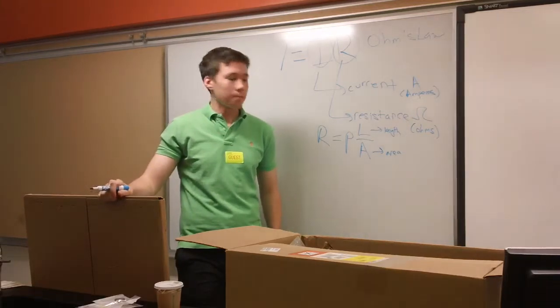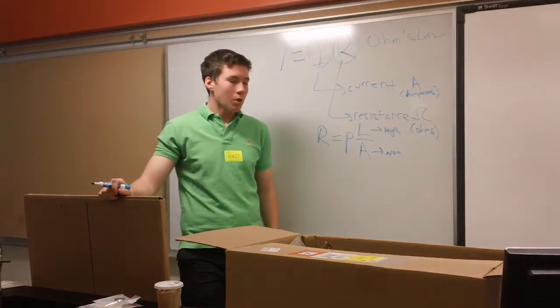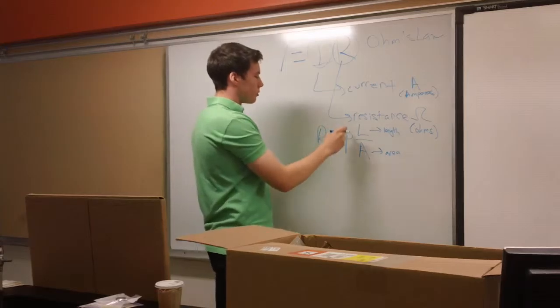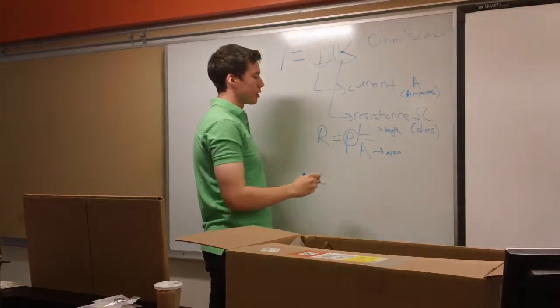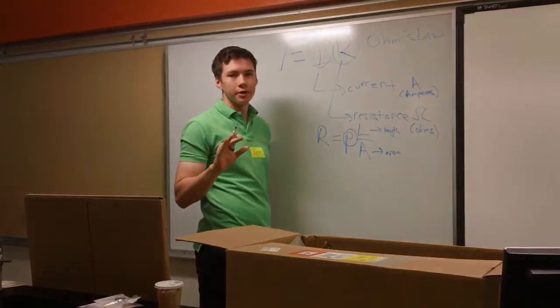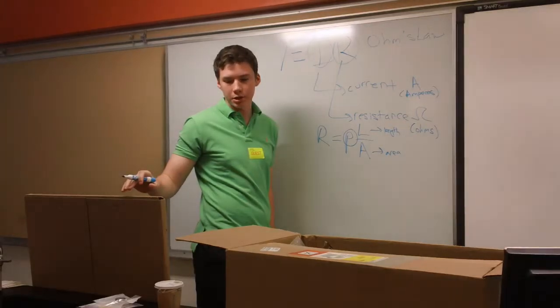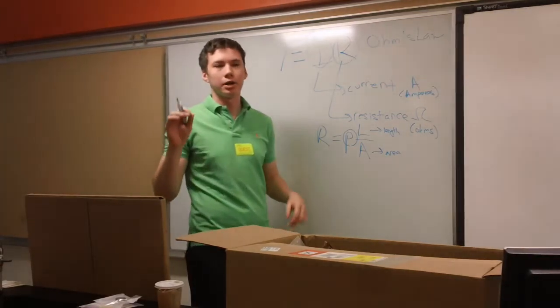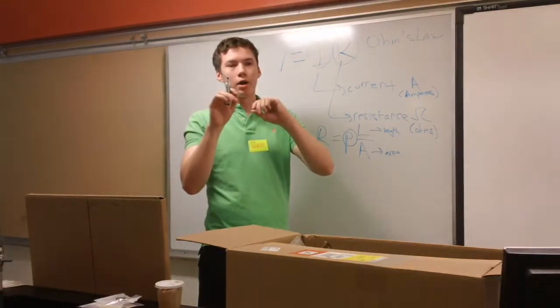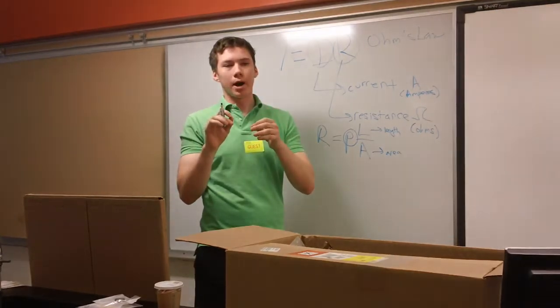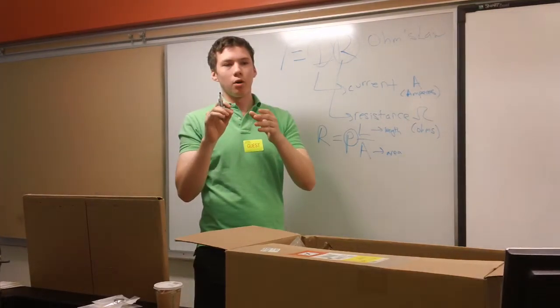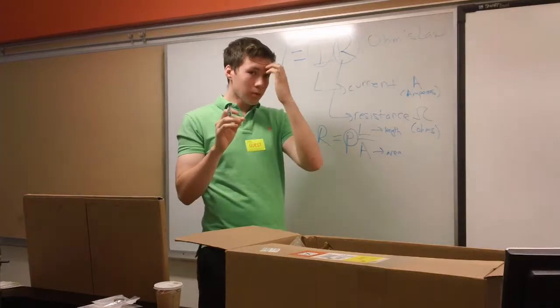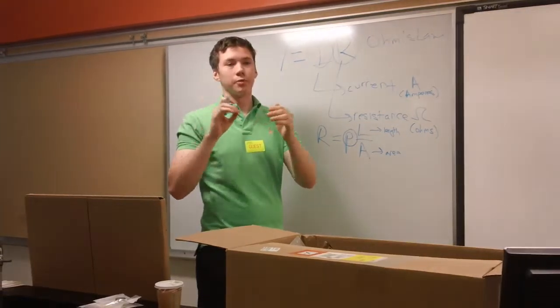Wait, how does the length and area part relate to that? Okay, right. So first of all, this guy right here, this is the Greek letter rho. It's resistivity. So each material has a different resistivity. It's the difference between me taking a battery and putting a wire from one end to the other, and me taking a battery and putting paper from one end to the other. Wire has much lower resistivity, so charges can move much more quickly.